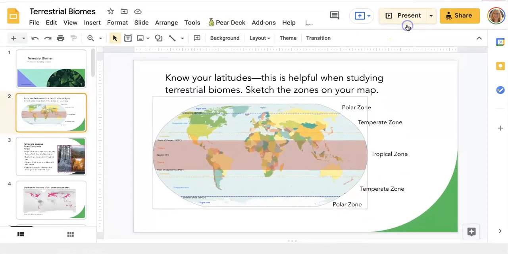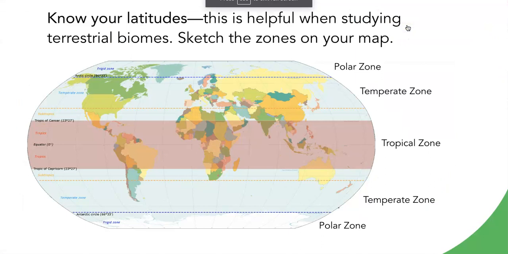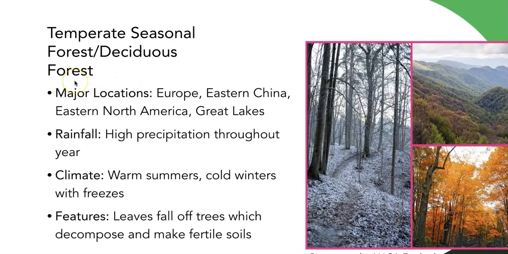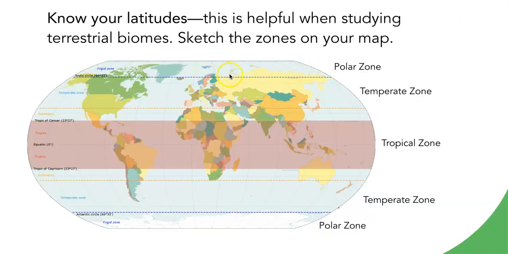So here it is, and I'll make it a little bit bigger for you. So sketch these zones on your map. So draw a line. You may need to pause this video. Oh, let me go back, sorry. Draw this blue dotted line for the polar zone. So here, above the very top of Russia, Greenland, the top of Canada, and Alaska and Scandinavia is our polar zone. And there's another one down here. So this is another polar zone with Antarctica.